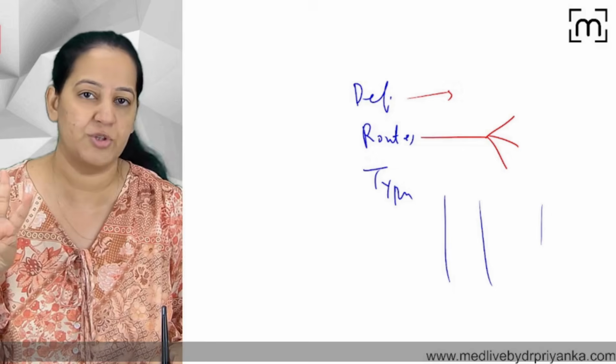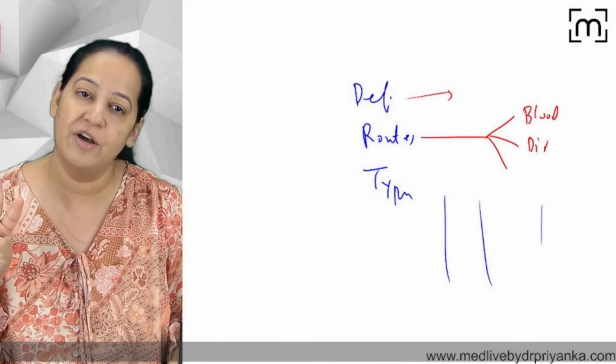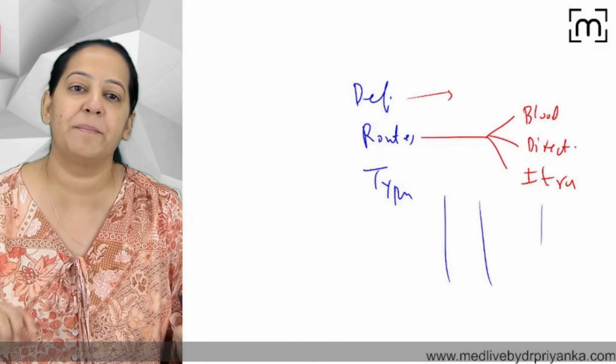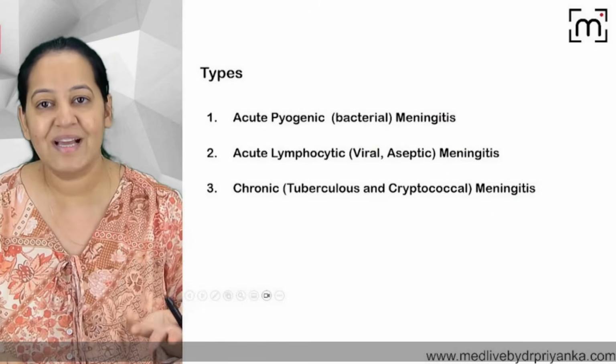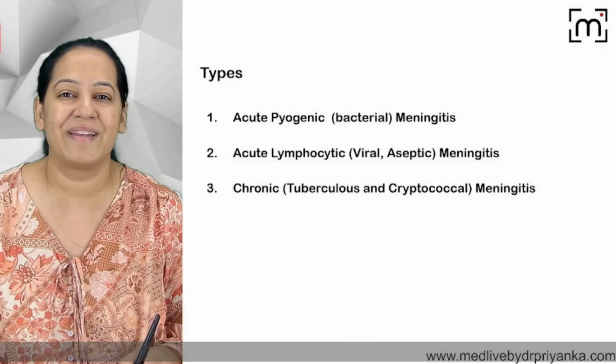The routes we already know, there are 3 routes. The first route is the blood route, that is hematogenous. Second is direct from the adjacent organs. And third is etiologic. Etiologic means physician induced. Now let's come to the types of meningitis. How many types of meningitis are there? There are 3 types of meningitis.